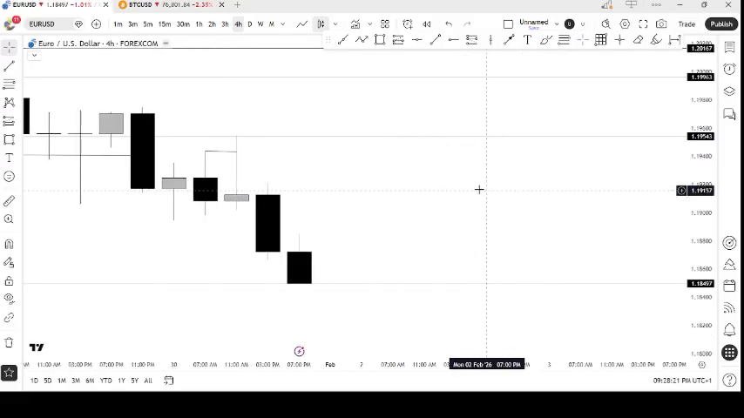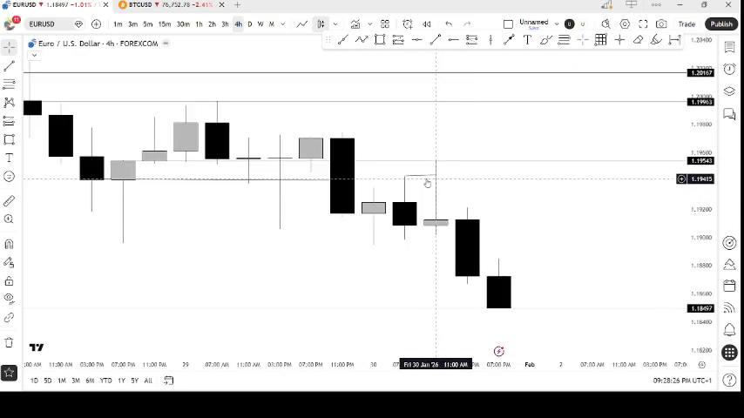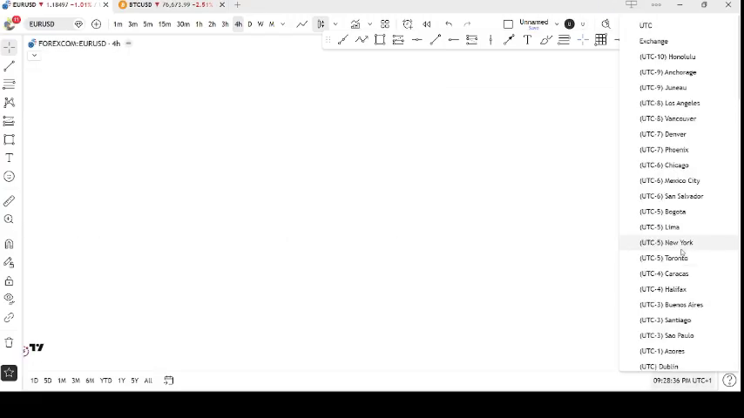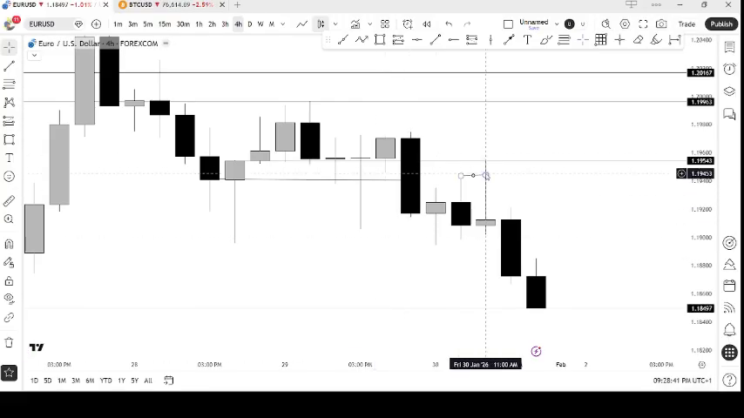And then let's say maybe during London Open or New York Open, that is when price actually starts dropping. Okay, this one is 11 a.m. Which time zone is this being used? It's normal GMT plus one, Lagos. Okay, Lagos. Yes, this is 11 a.m., that is in the morning now.